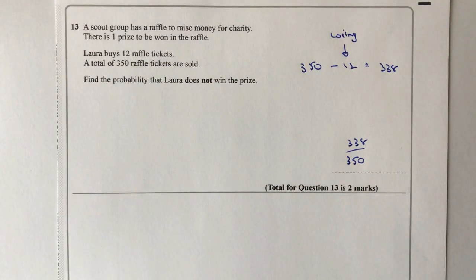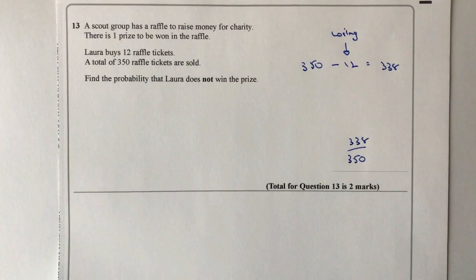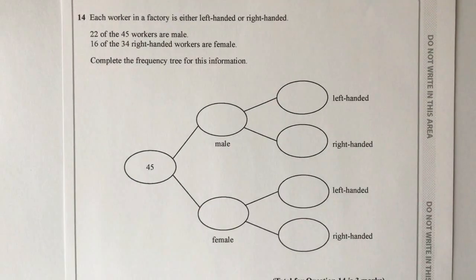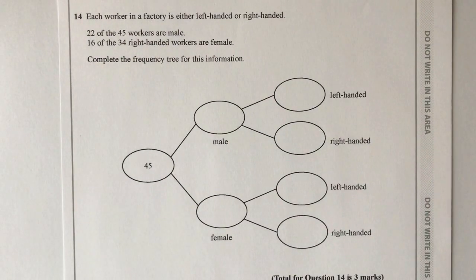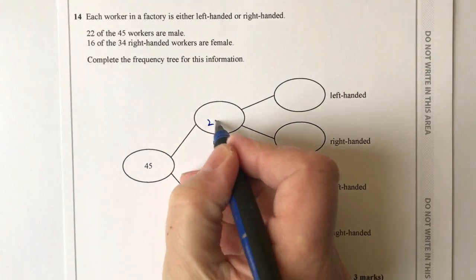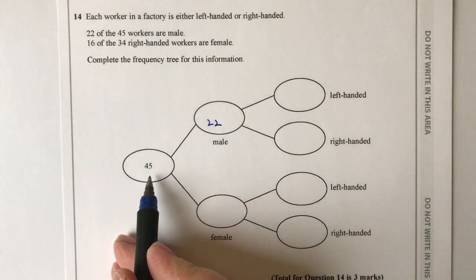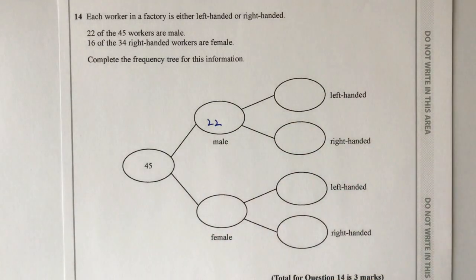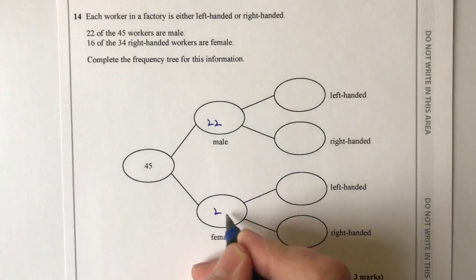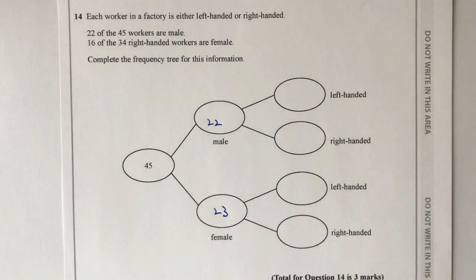It does take a little bit of time just to work around on that one. Let's move on to a frequency tree question where we're being asked to complete these particular circles. So each worker in a factory is either right or left-handed. 22 of the 45 workers are male. All right, well, we can start to fill that in. We can say there's 22 out of the 45, which would mean then if 22 of them are male, then 23 of them are female.